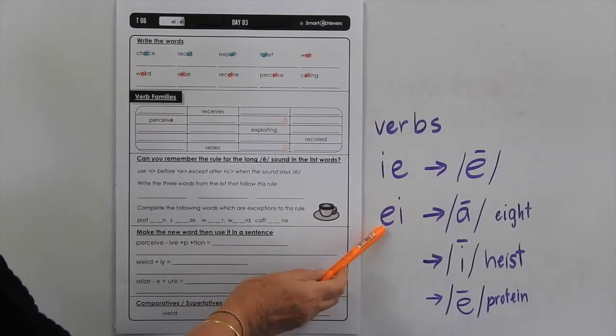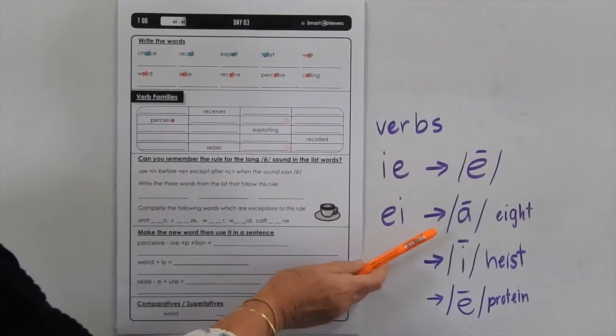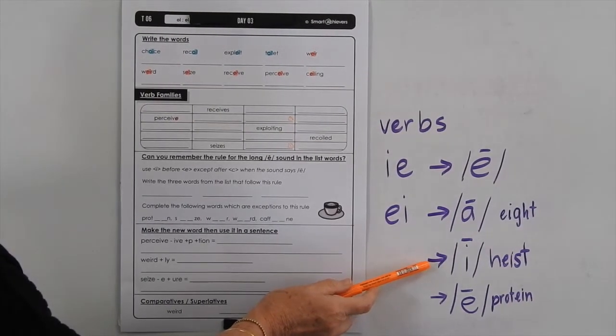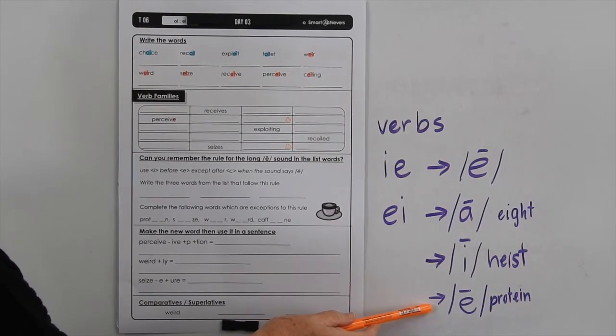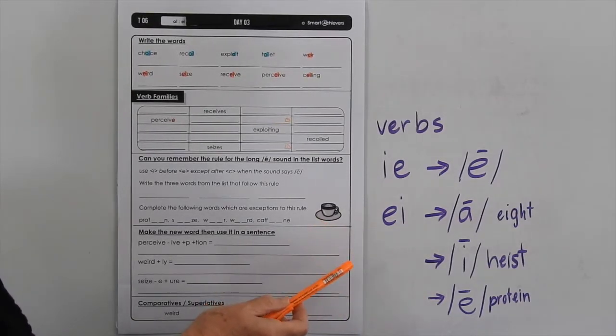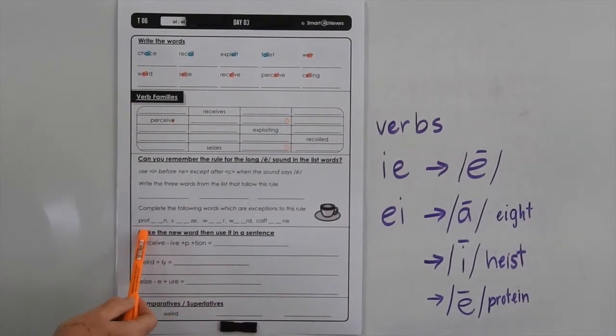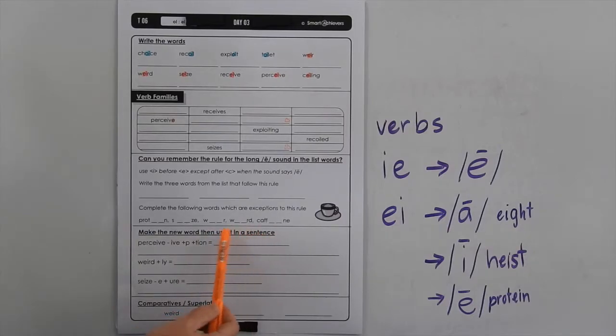Now do remember that EI can make 3 vowel sounds. It can make the long A sound in eight, the long I sound in heist, and the long E sound in protein. That's why it's not that they're not following the rule, it's just that there are different phonic rules that apply. So make the new word, then use it in a sentence.